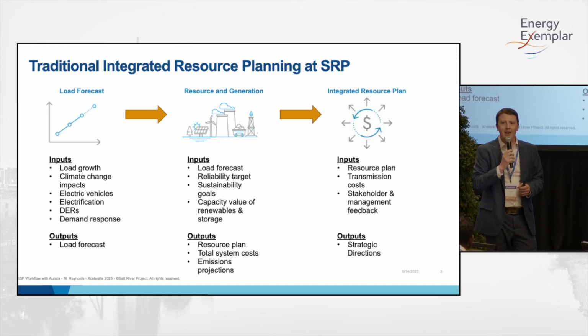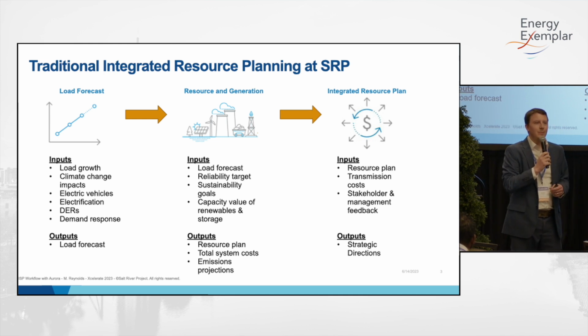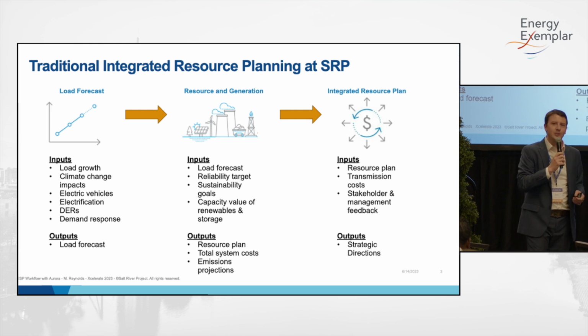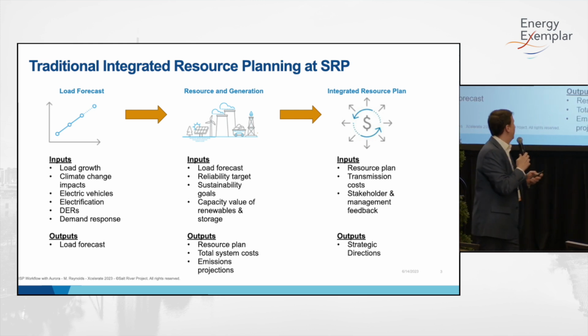One of the outputs from that, at least for SRP, was a list of strategic directions, and some at SRP have called it the 10 commandments of resource selection. So things like SRP will commit to reduce our coal generation by X% in this year, or we will have a carbon reduction of this percentage by 2035, and so forth. So that was the traditional path.